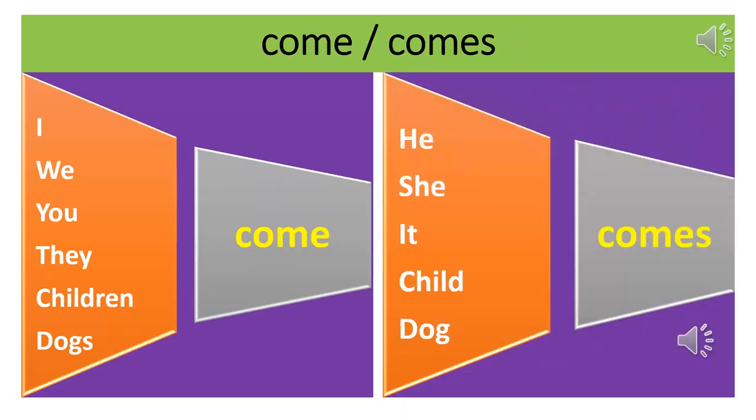Now you can sing the song of any verb like come, comes, play, plays, eat, eats, look, looks, etc. Now try singing the song of come and comes. I'm going to play the music on sarangi. You'll accompany with the song of come and comes. Are you ready? Okay, 1, 2, 3, go!